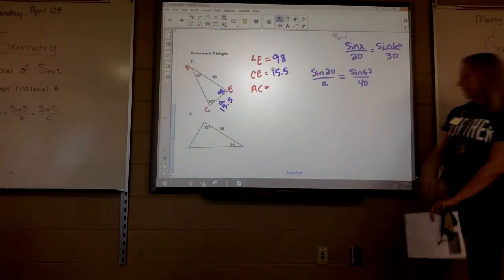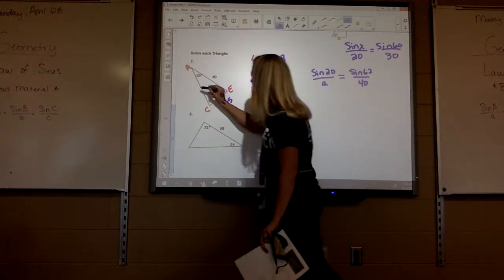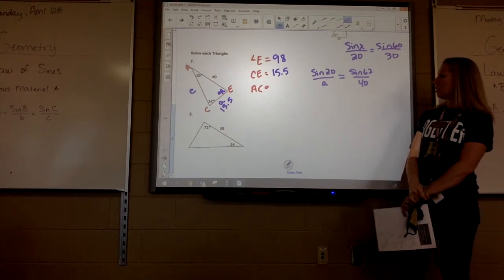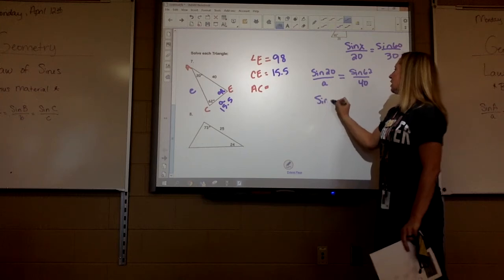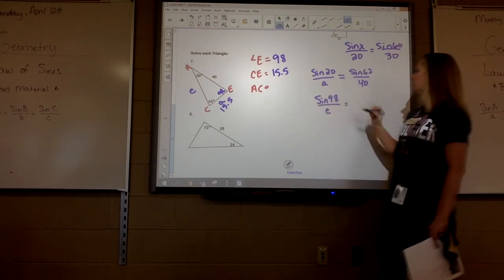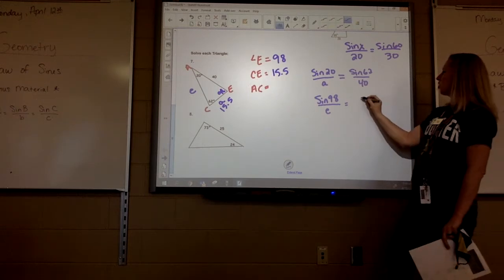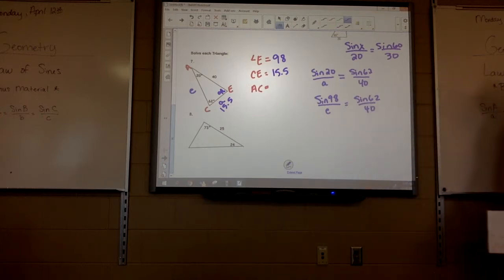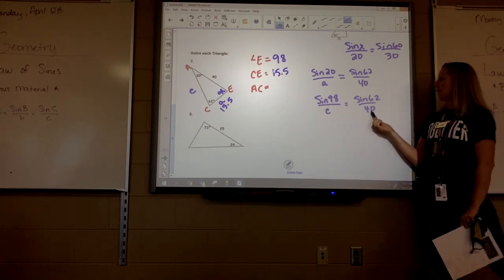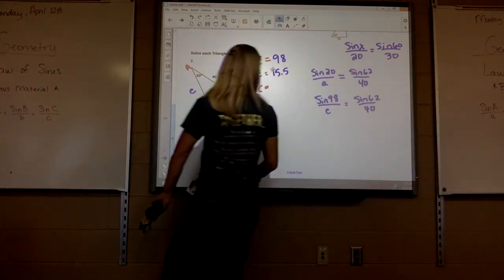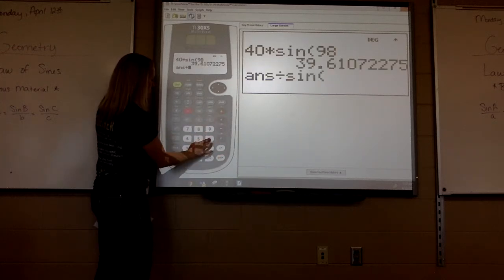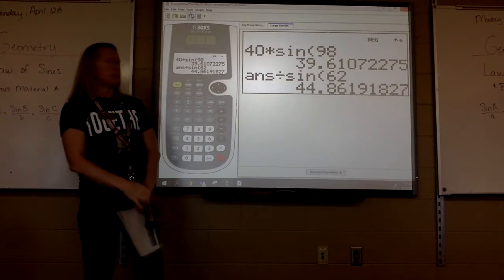Now let's find side AC. I'm going to call it little e because it's across from capital E. That's how they'll do it in pre-calculus. So I'll do sine 98 over little e. And then let's just use the sine 62 over 40 again. You could use the sine 20 over 15.5, it doesn't matter. So cross multiply 40 times sine 98 and divide by sine 62. Did you get 44.9?